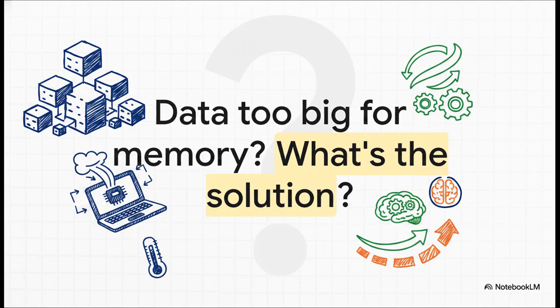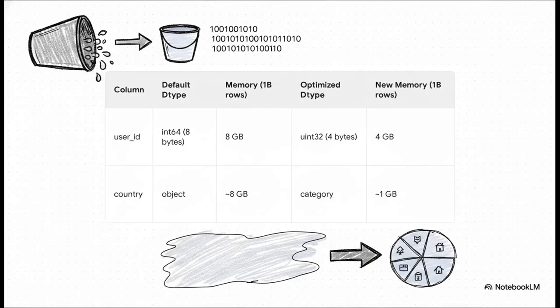You get a new project, a massive data set, and your trusty laptop with 16 or 32 gigs of RAM just throws its hands up in the air. The answer isn't always go buy a bigger computer. It's about being way smarter with the memory you already have. Just look at this table.